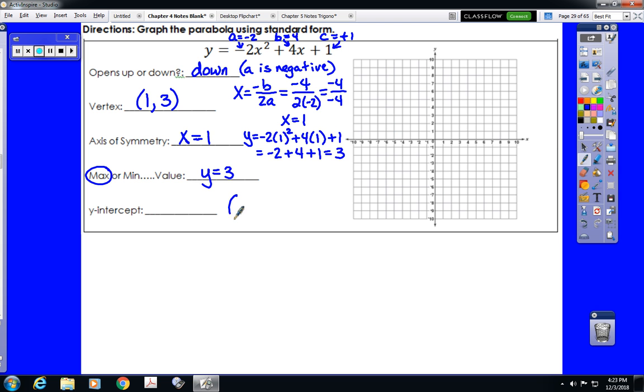As for the y-intercept, that is the point (0, c), and c is equal to 1. So that is (0, 1). So now we're going to do a table.